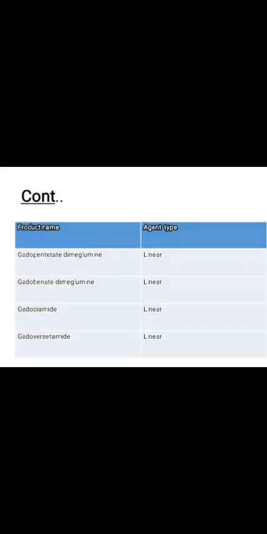The table here shows you the agent type and the product. For example, gadoteric acid is a macrocyclic agent. And moving on, gadodiamide is a linear agent. So I'll be proceeding.